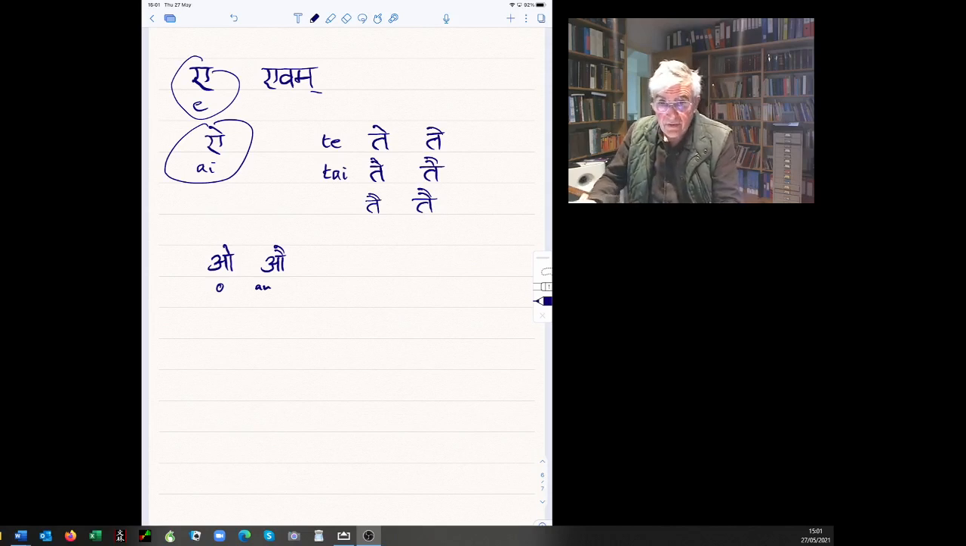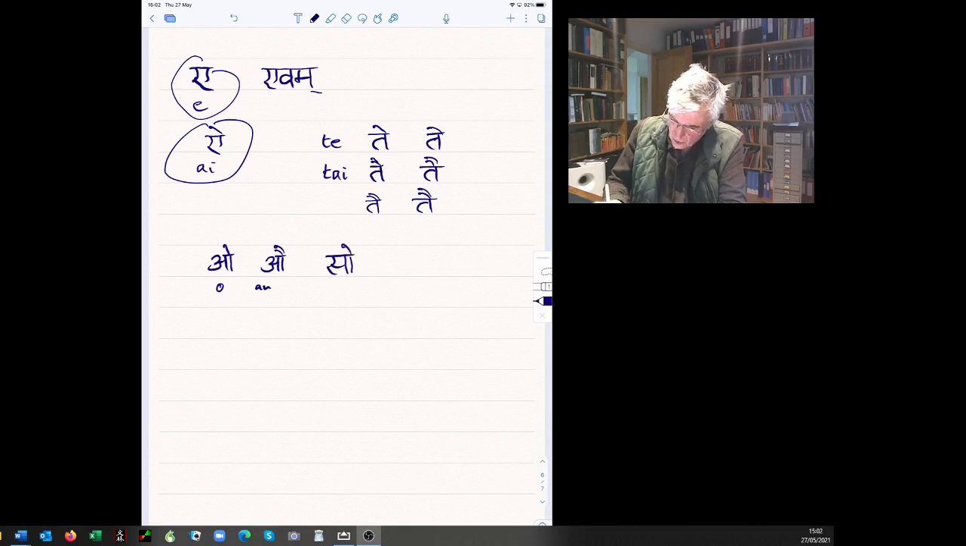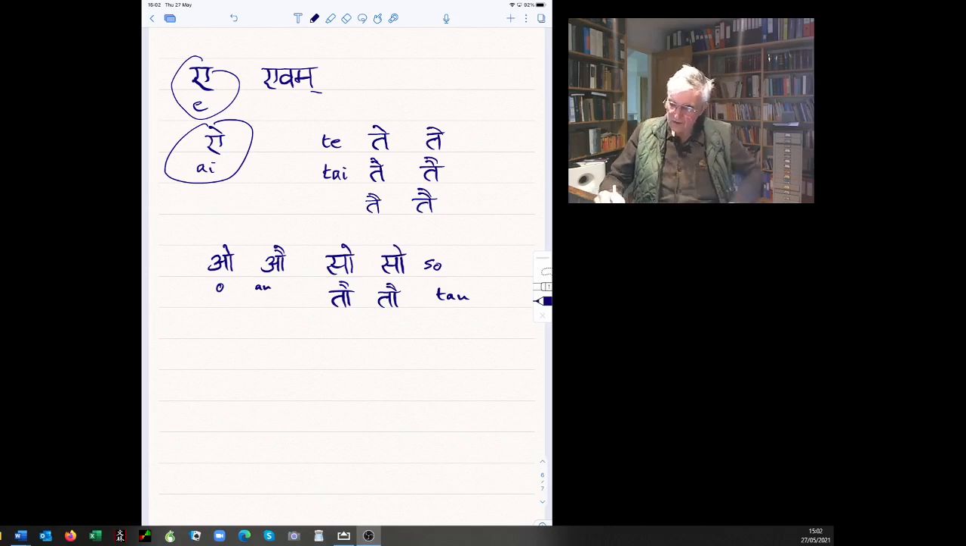To combine these vowel signs with a consonant, let's put so and so. So s, so, so. Now let's make sau. Now let's make tau. We'll write it a different way this time. That is tau.